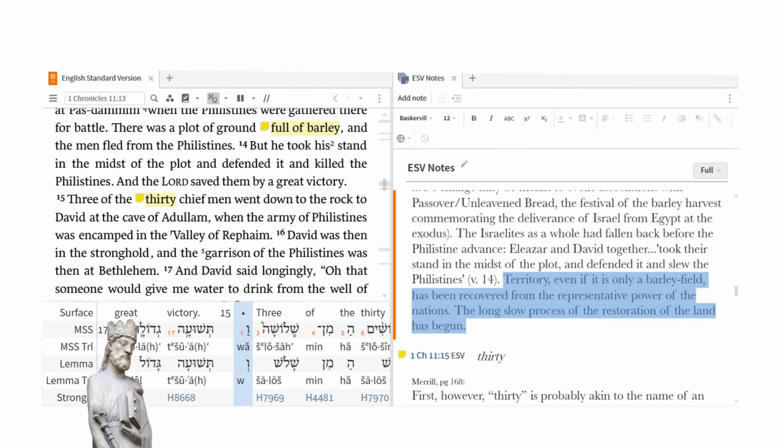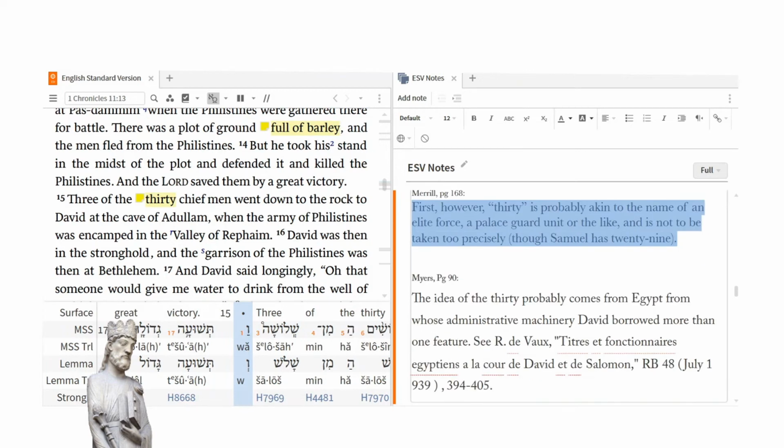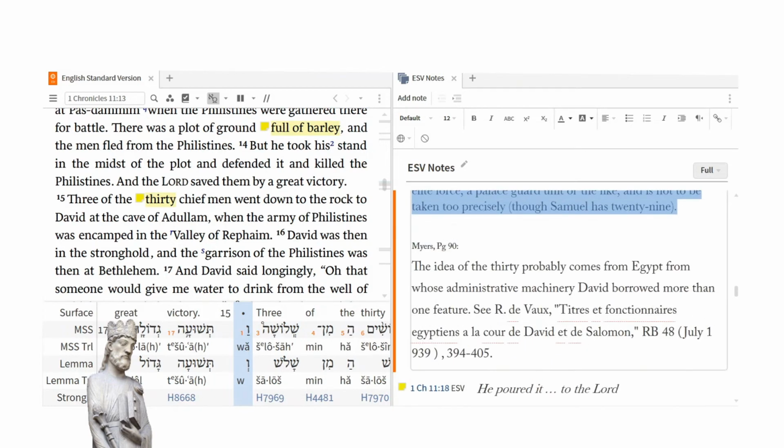And now, if you read throughout these chapters, you're going to keep coming across the language of the 30. And Merrill makes this point. The 30 is probably akin to the name of an elite force, a palace guard unit, or the like. It is not to be taken too precisely, though Samuel has 29. And Myers similarly noted that 30 could come from Egypt, whose administration machinery David borrowed more than one feature.